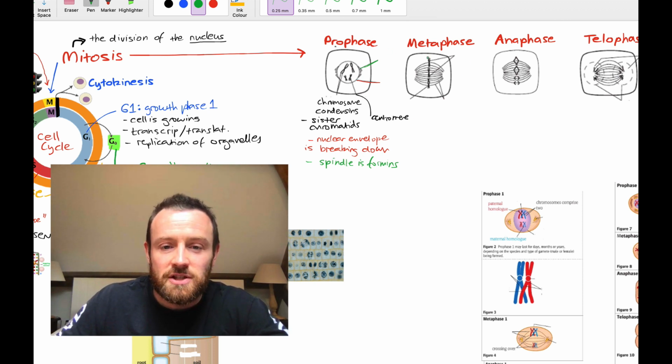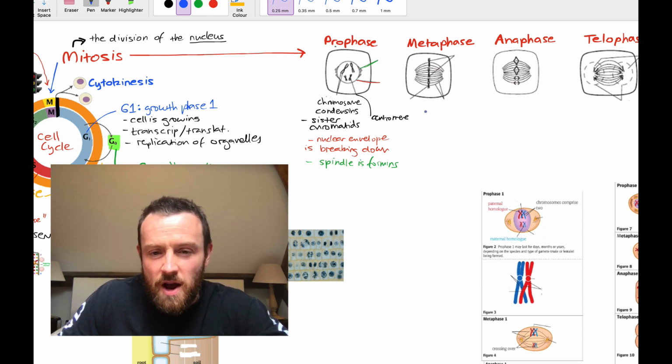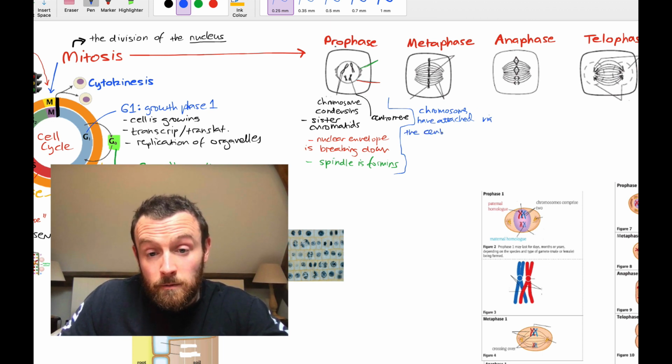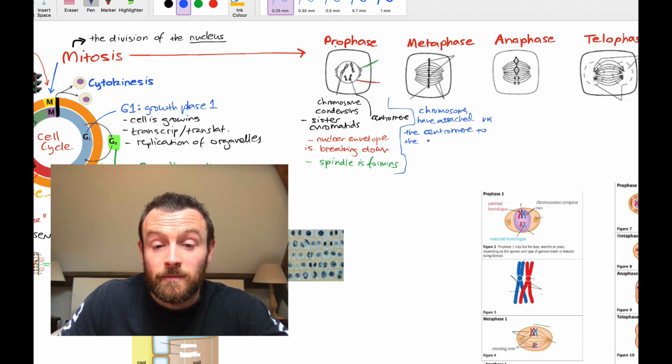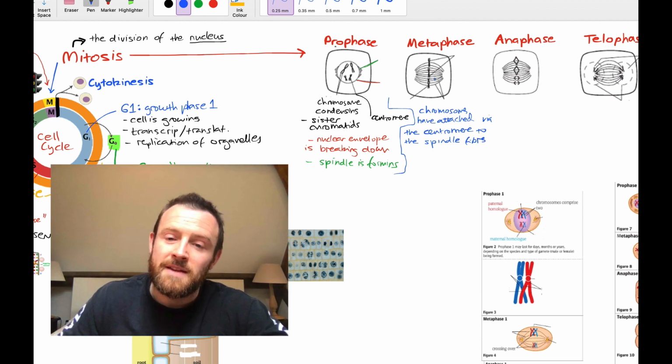So chromosomes have attached to the spindle. So let's just change color. I'll write underneath actually. So chromosomes have attached via the centromere, which is the thing in the center, to the spindle fibers. And they line up down the center.